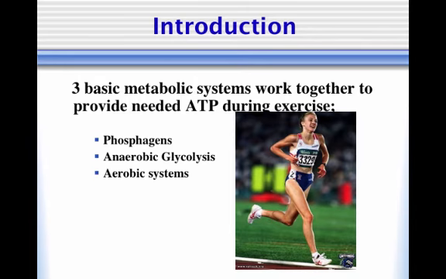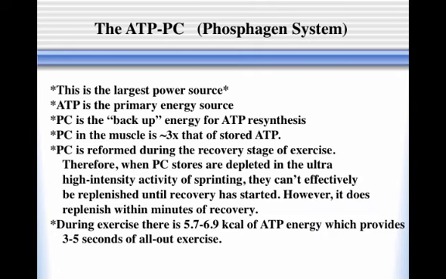The first system is the ATP-PC, and slides 4 through 6 will discuss this system. Consider first the facts available on slide 4. This is the largest power source that is readily available because the ATP and PC are stored directly in the muscles, and it doesn't rely on a long series of chemical reactions to achieve power. It is also an anaerobic system, which means without the presence of oxygen, and it does not depend on transporting the oxygen we breathe to the working muscles.